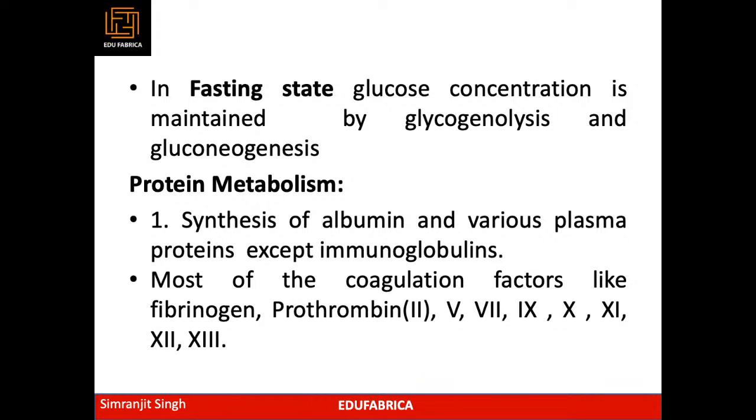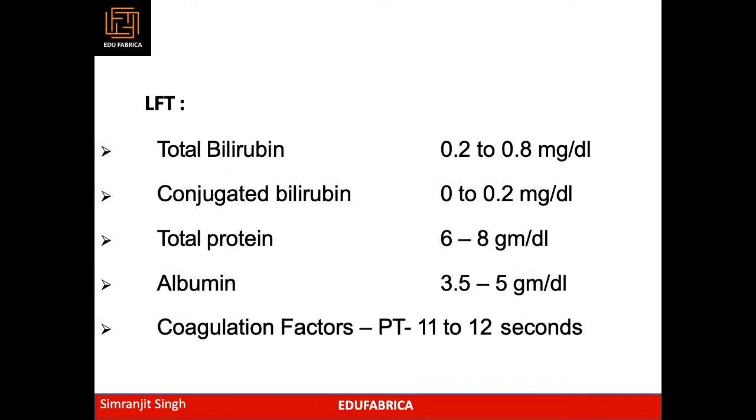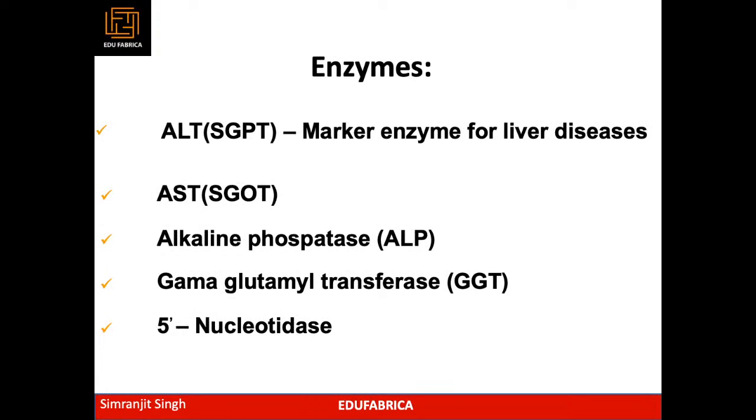In protein metabolism, the liver synthesizes albumin, various plasma proteins except immunoglobulins, and most of the coagulation factors like fibrinogen, prothrombin, and factors 5, 7, 9, 10, 11. Then LFT: total bilirubin is 0.2 to 0.8 milligram per deciliter, conjugated bilirubin is 0 to 0.2, total protein 6 to 8, albumin 3.5 to 5. These are the normal liver function tests, and prothrombin time should be around 11 to 12 seconds. The enzymes measured are SGPT, SGOT, ALP, GGT, and nucleotidase.